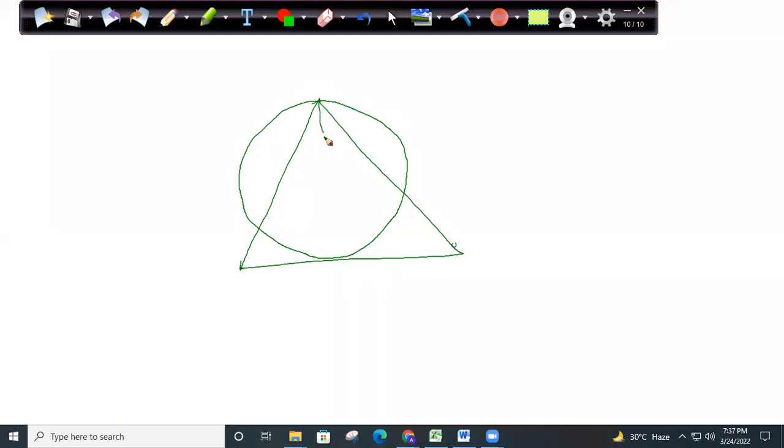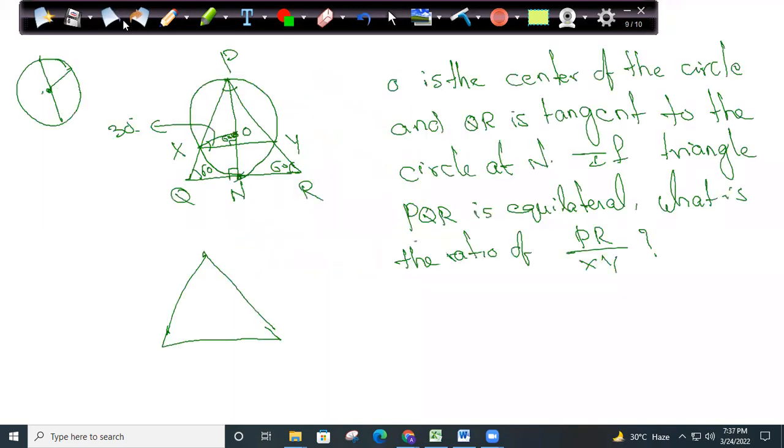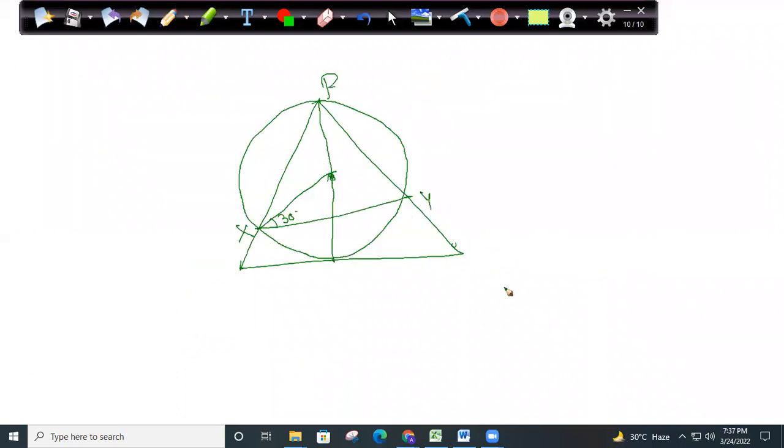Now I'm drawing one perpendicular here. I'm joining these 2 lines. This is the center of the circle. This angle is 30 degrees. If this is XY, this is PQ, this is PR, Q. I want PR by XY, or QR by XY, same.